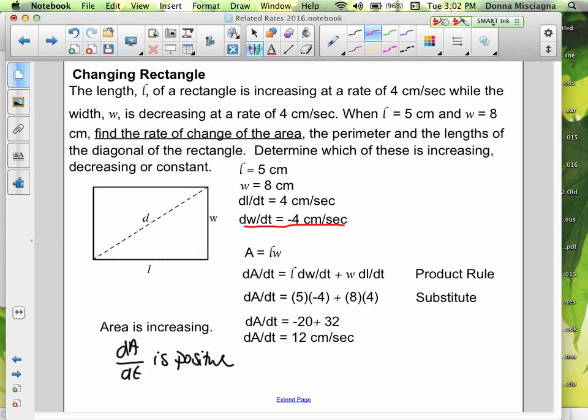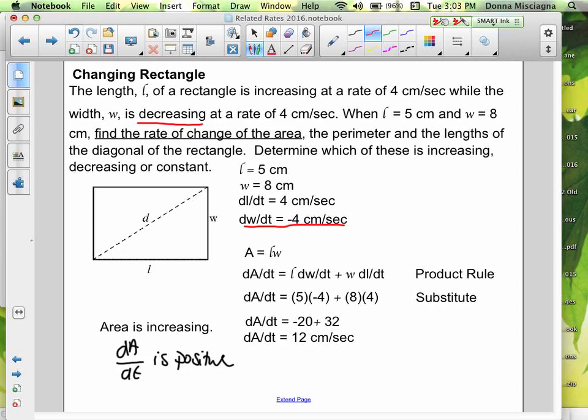So be looking for words like decreasing, shrinking, anything getting smaller, anything that indicates that your object is getting smaller means that your rate of change is going to be negative. Okay? So when the length is 5 centimeters and the width is 8 centimeters, we want to find the rate of change of the area, the perimeter, and the length of the diagonal. Determine which of these is increasing, decreasing, or constant. Okay? All right, so let's take a look at our first one here.